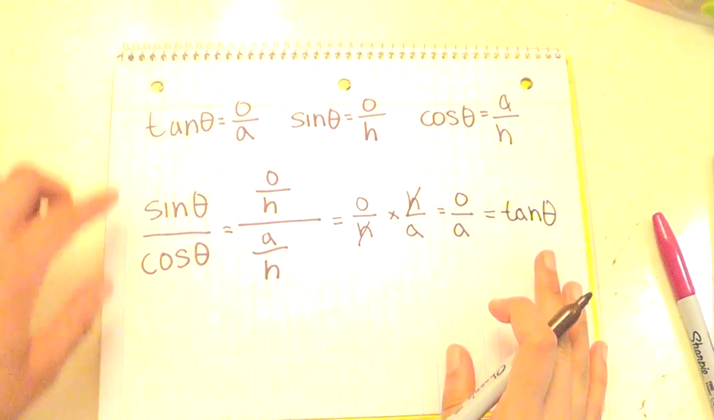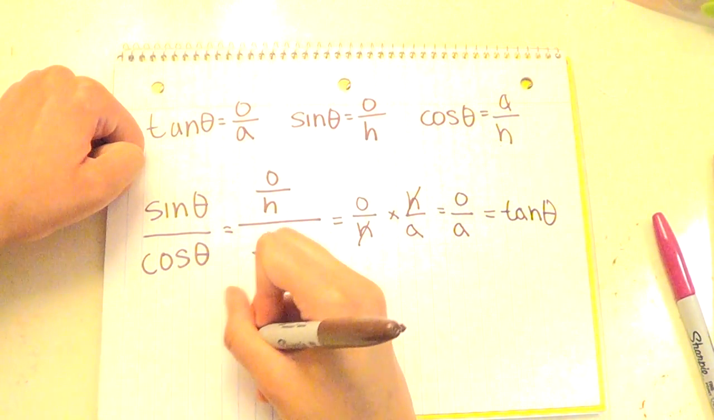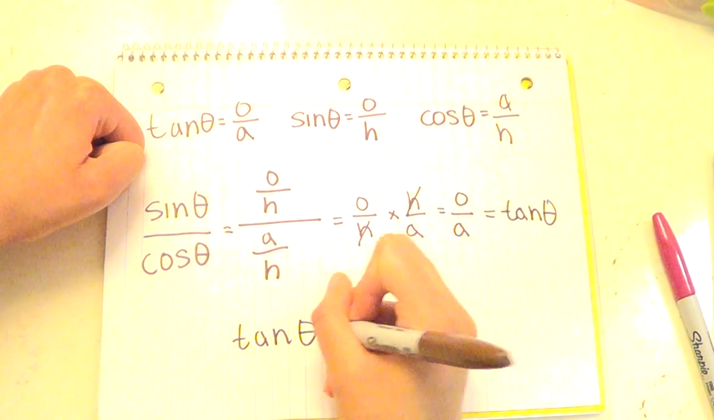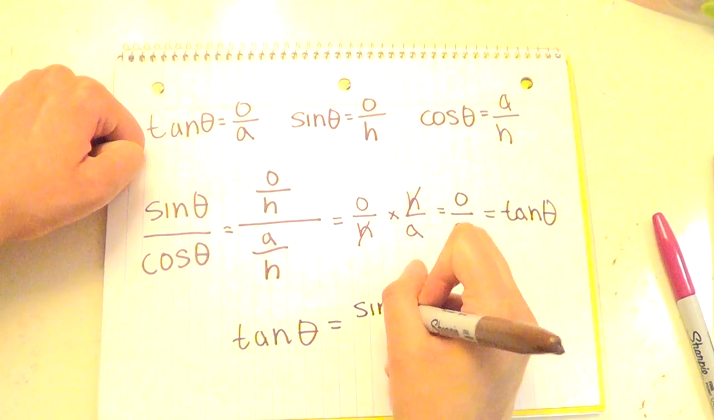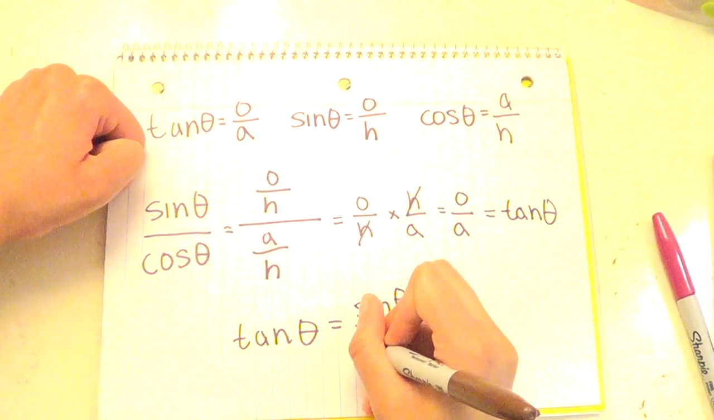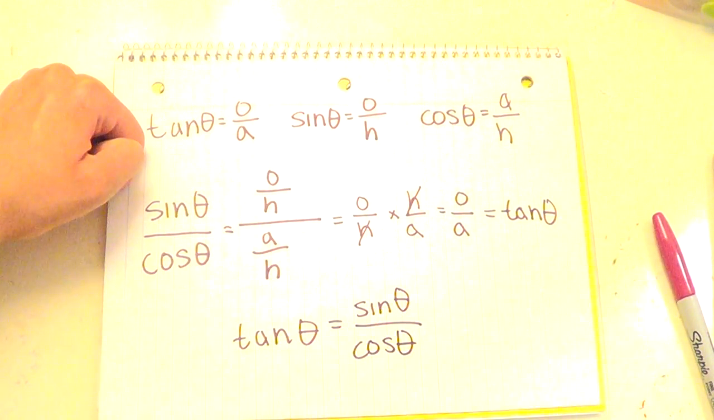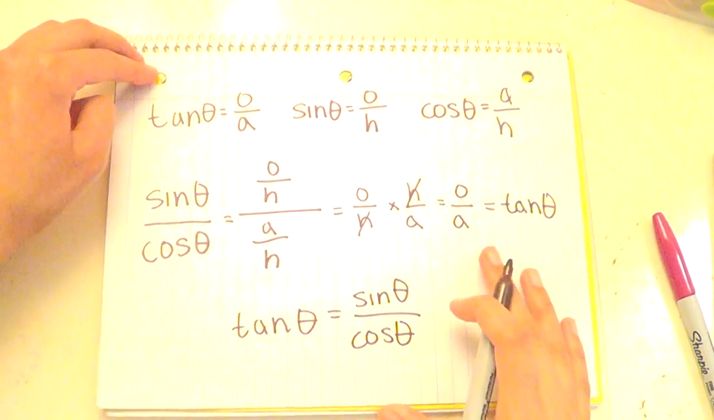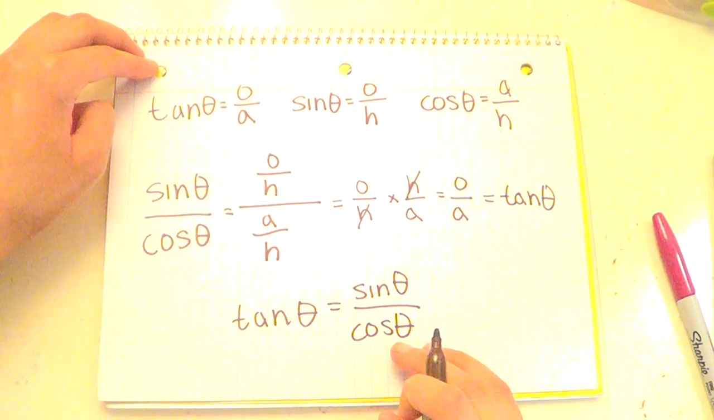So then, thus, tangent theta does equal sine theta over cosine theta. So this is the first trig ratio identity.